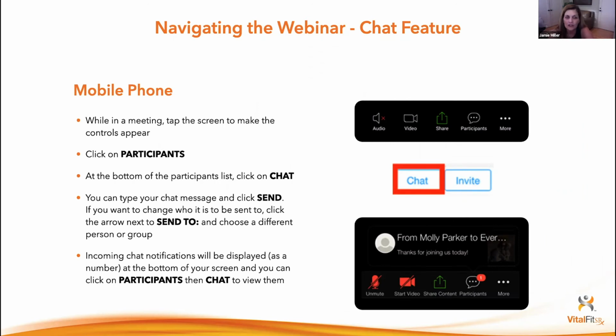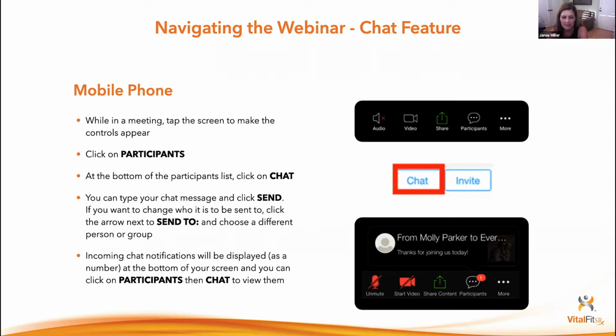On the mobile phone, if you're in a meeting, tap the screen to make sure the controls appear. Click on participants. At the bottom of the participant list, click on chat. You can type your chat message and click send. If you want to change who it is to be sent to, click the arrow next to send to and choose a different person or group. So you want to make sure that you're either sending to the whole group or individual participants. Incoming chat notifications will be displayed as you click on the number at the bottom of your screen, and you can click on participants and then chat to view them.